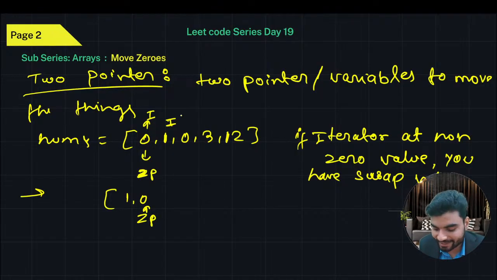So now what will happen? The iterator will move one step further, so now the iterator is here. When the iterator is here, you'll again check, is this non-zero? No, it's a zero. So you will keep it remaining as it is. So now we have zero.